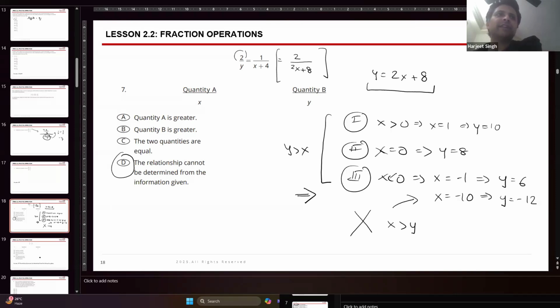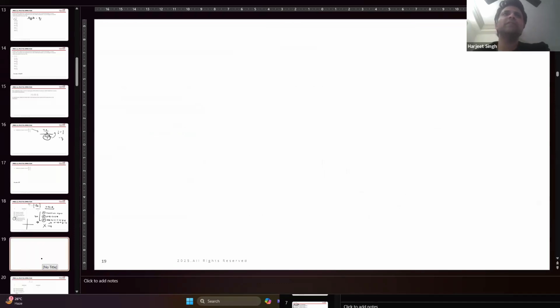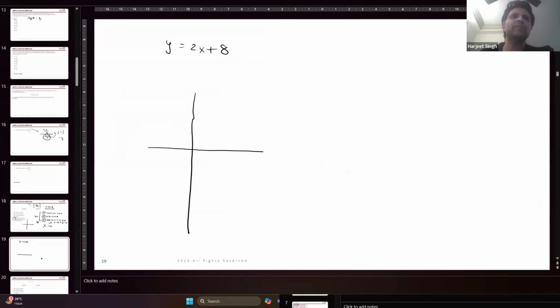If I were to draw this on the diagram, how will it look on the xy axis? How will you plot this line on the xy axis? I think I'll do it on a fresh page. I don't want to clutter this. y equal to 2x plus 8. I'm showing you why you need to be careful, and for that, if you know coordinate geometry well, it really helps you solve these problems accurately.